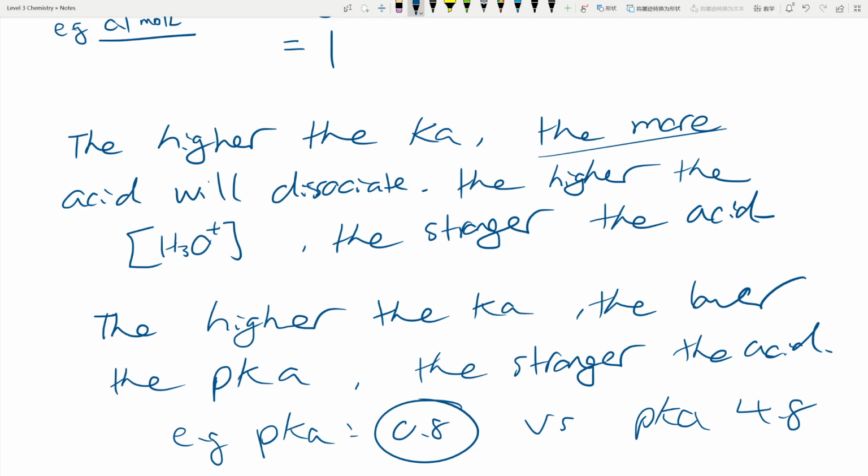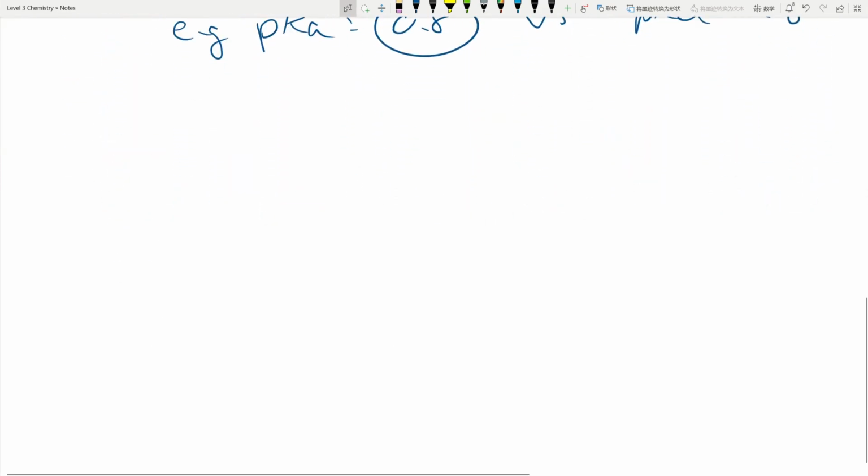When the pKa value is lower, that means this is a stronger acid, because the lower the pKa, the higher the Ka. The higher the Ka, the more they dissociate, the more hydronium ions it will produce, and therefore the stronger the acid they are. Okay, so that's really, really straightforward.